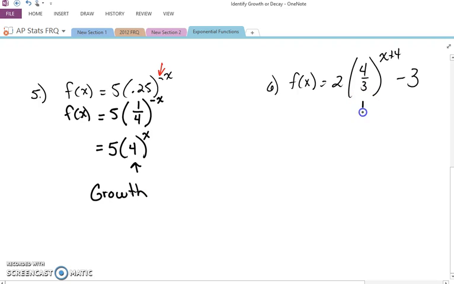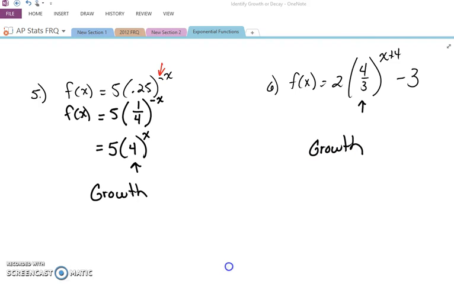All right, one more let's look at here. This is a fraction. But let's see, 4 over 3. Is 4 over 3 going to be greater than 1 or less than 1? Well, that's greater than 1. And then let's check for the negative up in the exponent. It's not there. So this is a growth function. So you can see it's not real super difficult to determine if it's a growth or decay, but it does take a little bit of practicing and seeing what we've got.